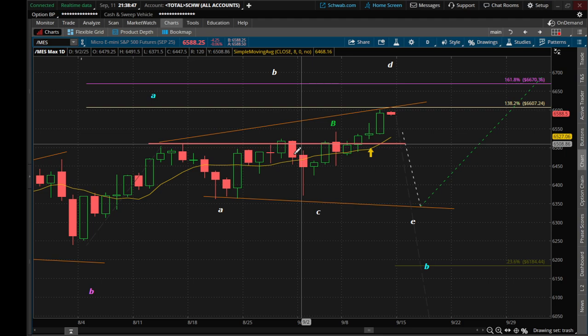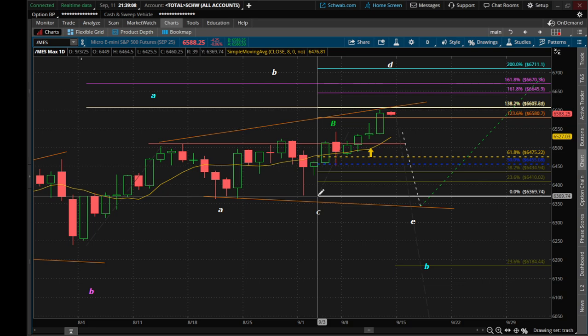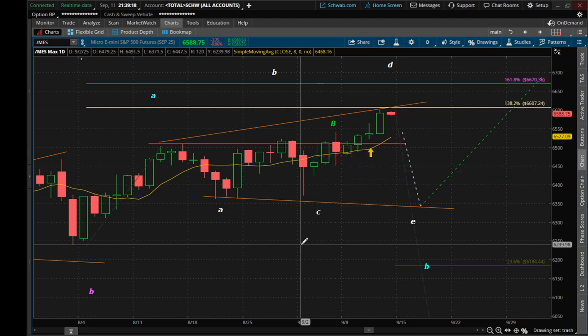Okay, so that's a 161.8 on that one. Give me 1 second. And this one was a 138. I see 138 a lot. So let's go ahead and say 38% retracement right now based off the entire move. That puts me at 64.66. So maybe we get a bounce off of that. So that's our ABC.